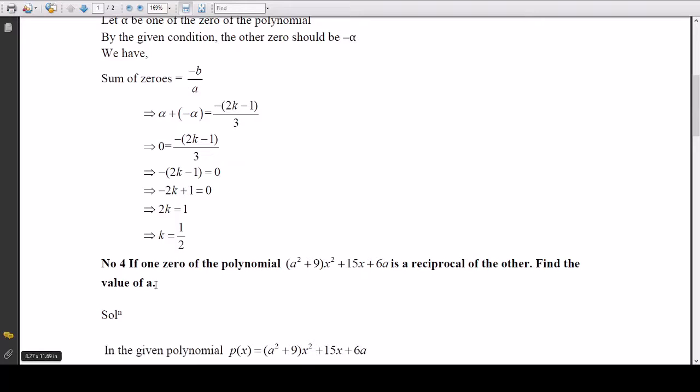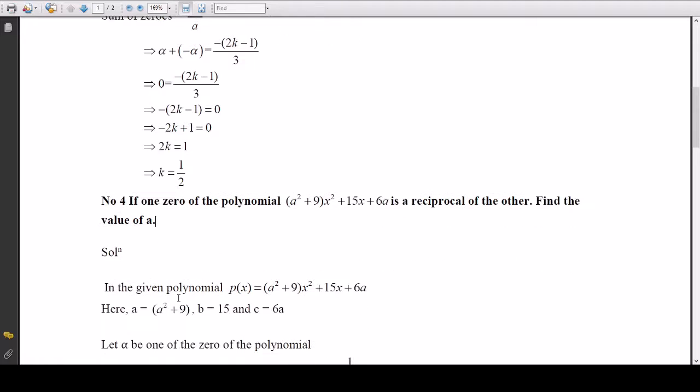Okay, what is the reciprocal? If we take alpha as one of the zeros, then the other zero should be 1 by alpha. Reciprocal means the numerator should go to the denominator, while the denominator should go to the numerator. It should be just the opposite places of denominator and numerator.